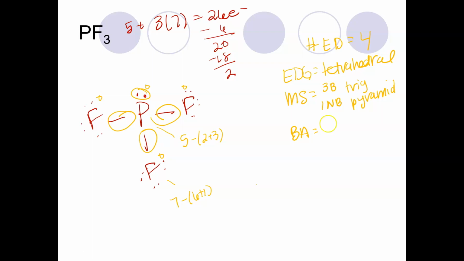So the bond angle is going to be less than 109.5 degrees. Everything that's tetrahedral is around 109.5. Once we start introducing lone pairs, like the dots, they get less than. So one lone pair is a little less than 109.5.